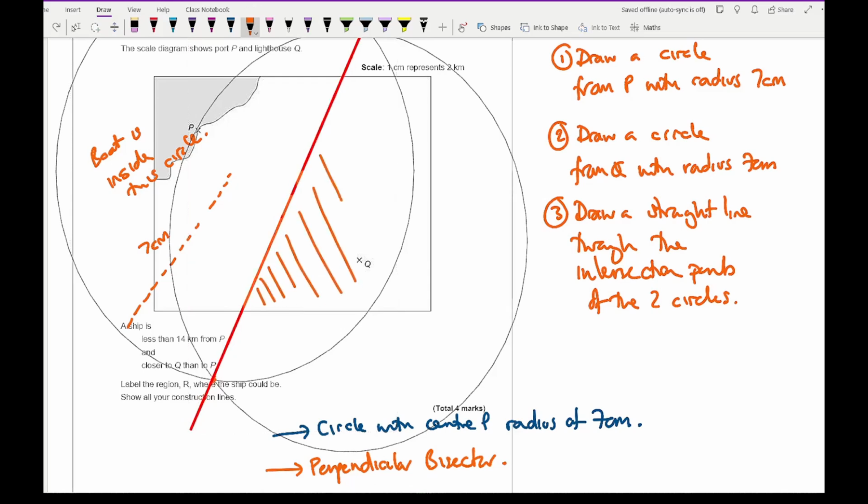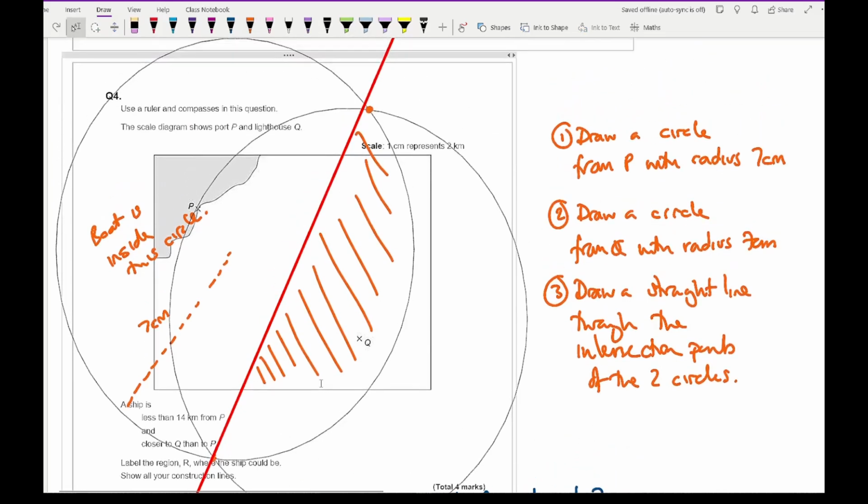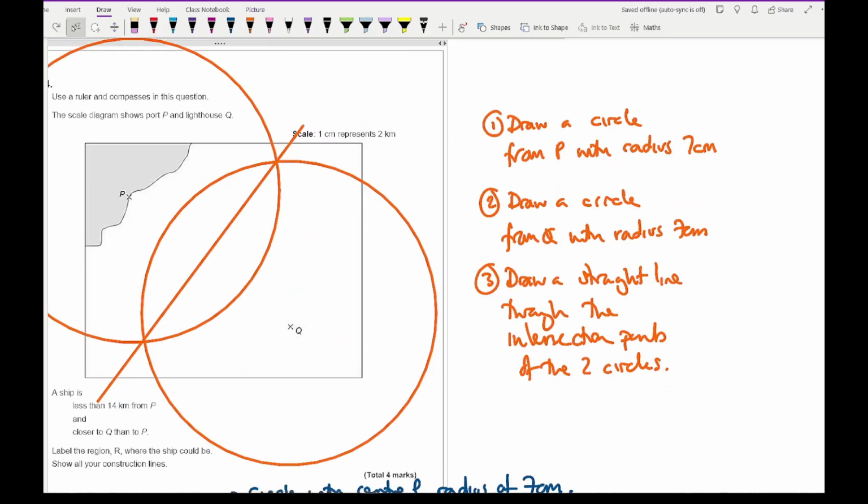Now yours might look completely different to mine because obviously I've not measured my circles accurately. So what you should have is something that looks like this. And all that we need to do is just shade in this region here and label it R. So again, hopefully yours will be a lot more accurate than mine.